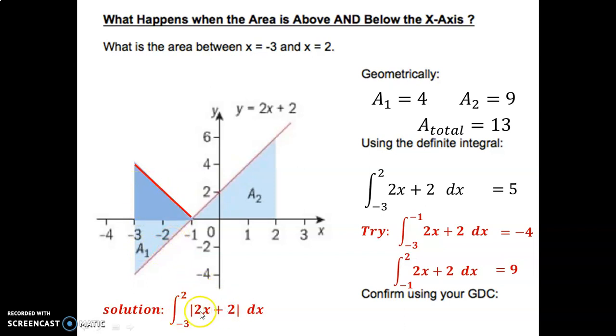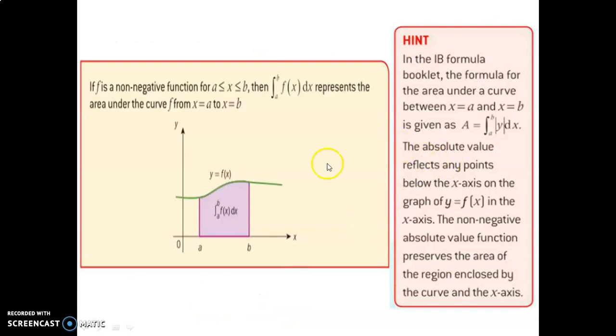So what that does is take this portion here, reflects it over the axis, and finds this area instead. So if you put this integral in your calculator with the absolute value, it will give you that answer of 13, because it's going to do this positive one and this positive one and give you that answer. That's very important to know. In your formula booklet, this is what this hint says. In your formula booklet, you will see this area function with the integral given like that with the absolute value. Okay, take pause and just read this. Make sure you see what's going on here. It kind of recaps the things we've been talking about.